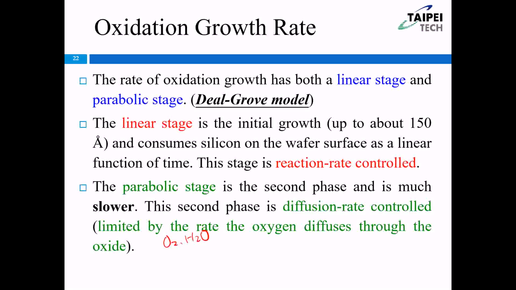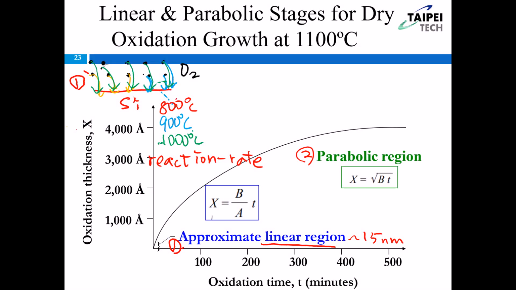And what does that mean? Reaction rate control just means right now, at this moment, we have a lot of oxygen, but not every oxygen atom can react with silicon. So if I further increase the temperature to 1000 degrees Celsius, it means all of the oxygen atoms can react with the silicon surface. Then it will grow the silicon dioxide. So at the first stage, when the oxide thickness is within 15 nanometers, it's the reaction rate control.